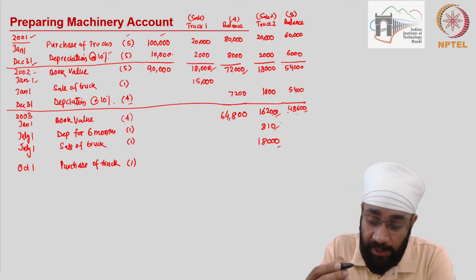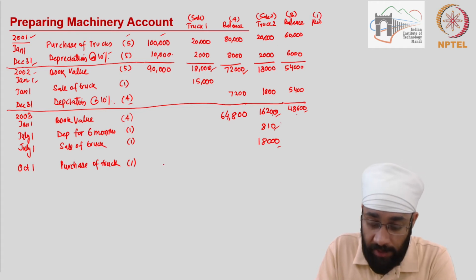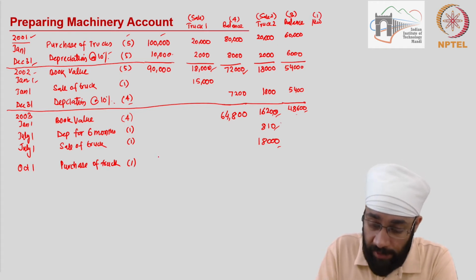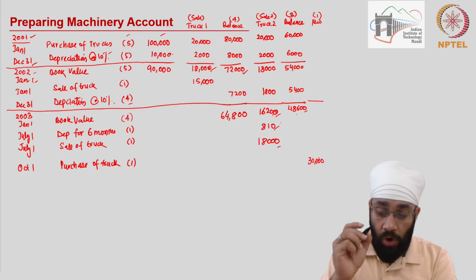So a new truck is being purchased. Now I'm going to add a new truck. So let me say new truck. New truck 1 is being bought for how much? 30,000. 30,000 amount I'm going to write against this column here. 30,000 in October.